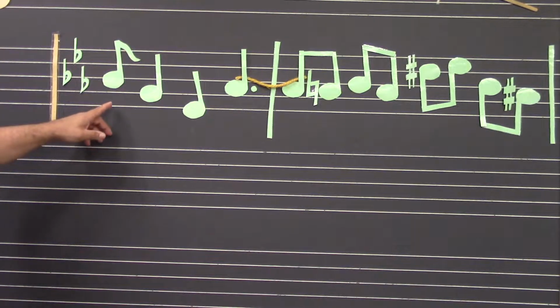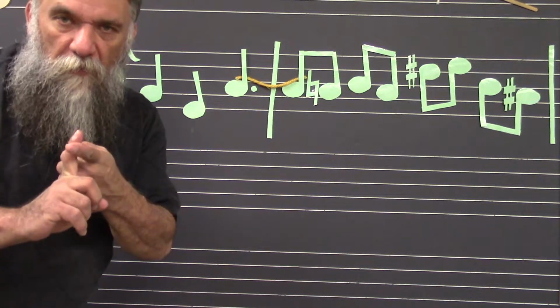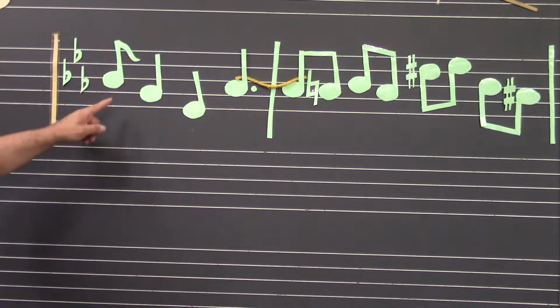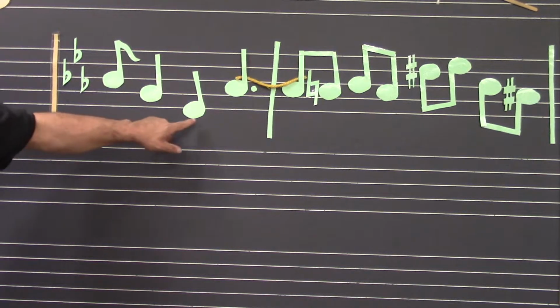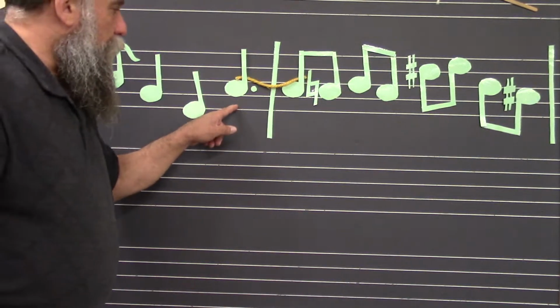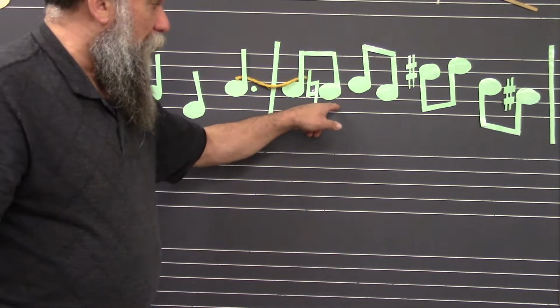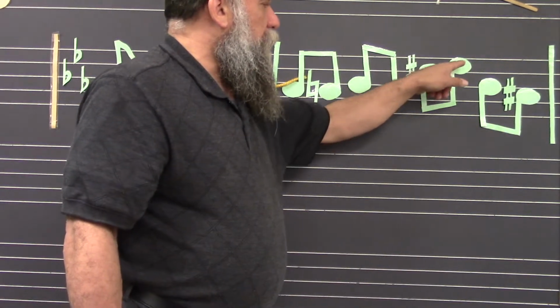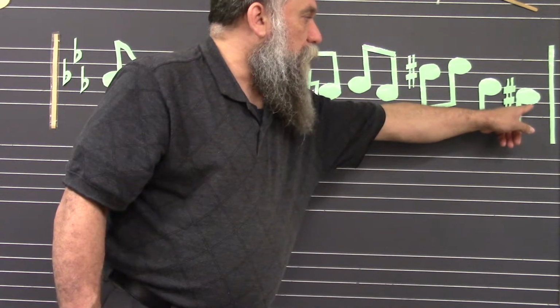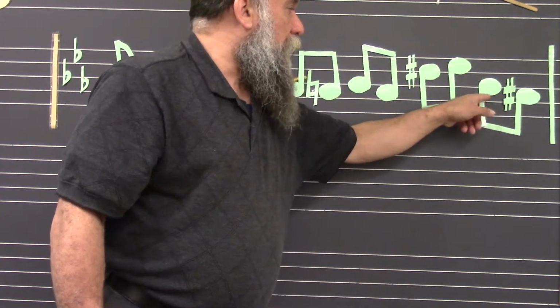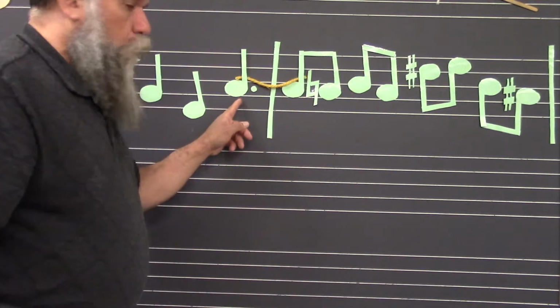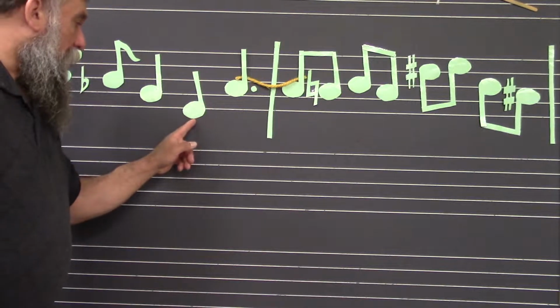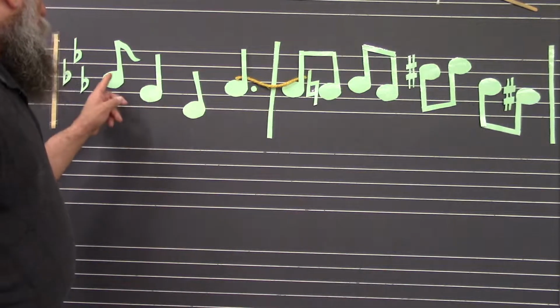So now, let's do it one more time. I'll point, you clap and count. Use 2 fingers if you have a whole classroom full of kids. Ready, and count. 1 and 2 and 3 and 4 and 1 and 2 and 3 and 4 and. Let's go backwards. Ready, and count. 1 and 2 and 3 and 4 and 1 and 2 and 3 and 4 and.